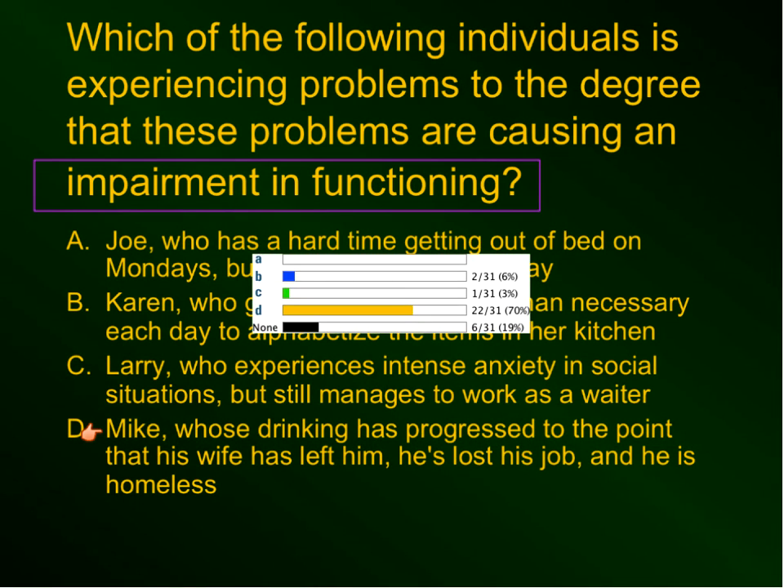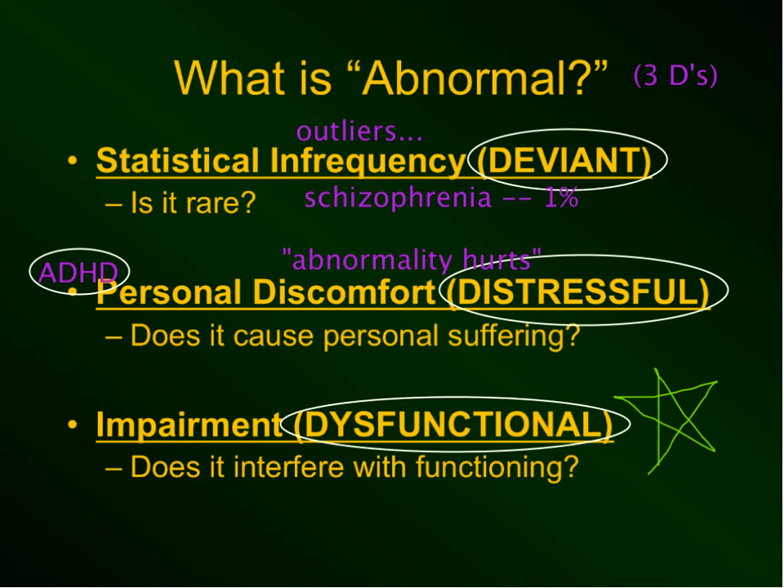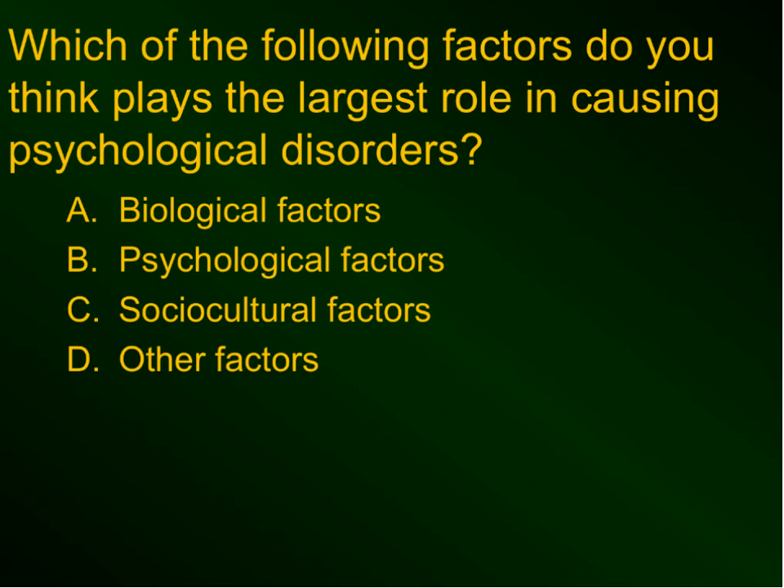Tell me in your own words, why is it Mike? What's going on here that shows he's got an impairment in function? Anybody? Yeah, it's disrupting his life, right? His wife has left him, so there's a relationship consequence. He's lost his job, right? He's homeless. It's having a really significant impact. All right, seems like you guys have your head around that. So again, that's a nice question related to the 3Ds here: deviant, distress, dysfunction.